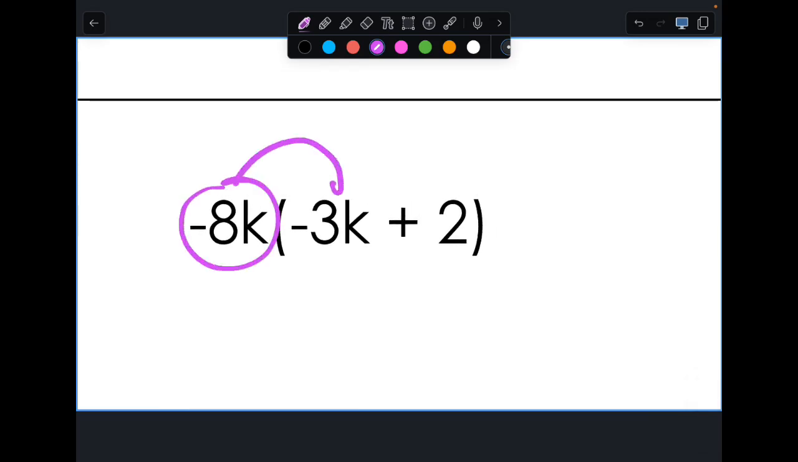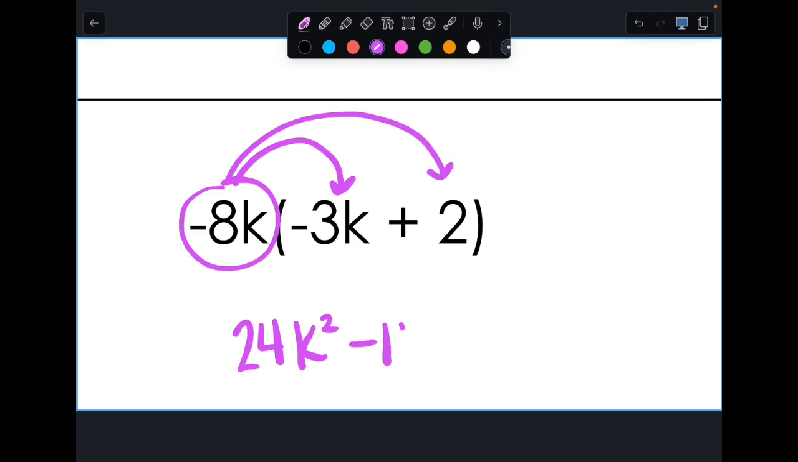All right. Negative 8 times negative 3? 24. k times k is? Squared. k squared. Negative 8 times 2? Negative 16. Bring down the k.